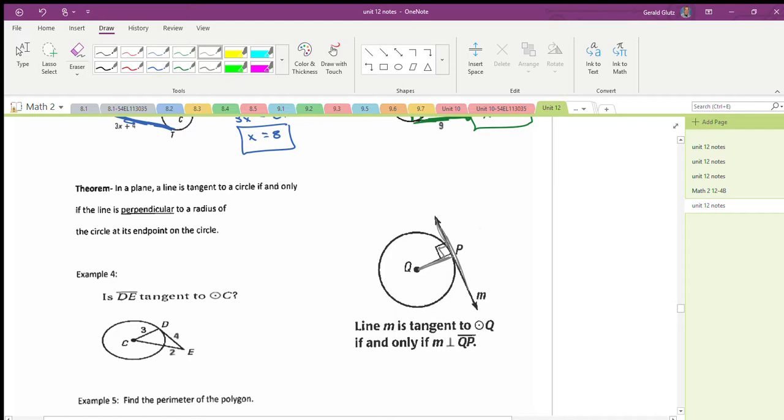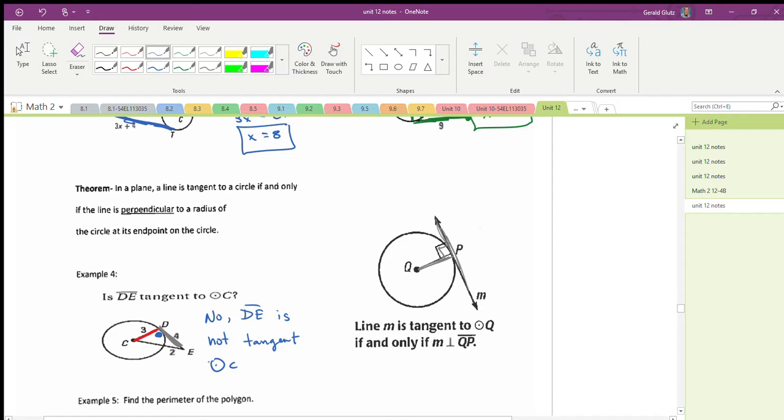So in example 4, is DE tangent to circle C? So DE, this line right here, is a tangent to the circle. Well, here's our radius. And this does not form, let's use a different color, this does not form a 90-degree angle right there. So that would mean no. DE is not tangent to circle C.